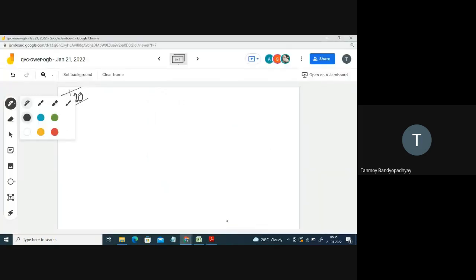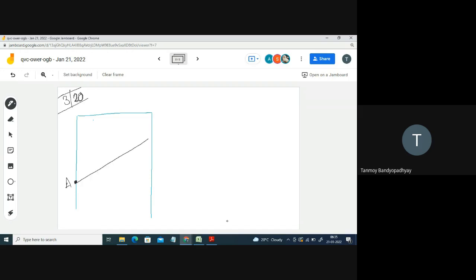It is just to explain the concept of reactions; there is nothing too much in this problem. Let me draw it. So here there is a pole. This is the point A and this is the point B.